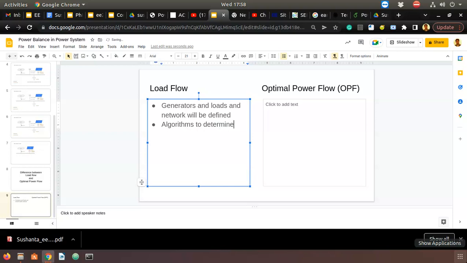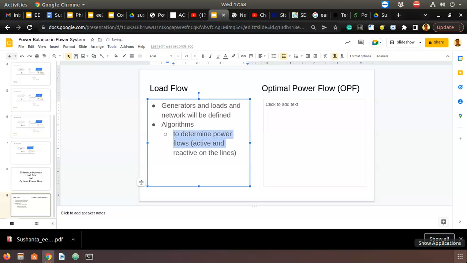Okay. Which generator is how much? Power flows on the lines, both active and reactive power, current, voltage, on the lines. Okay, this is what you want. That is the objective, to determine the load flows. That's what is load flow, right?